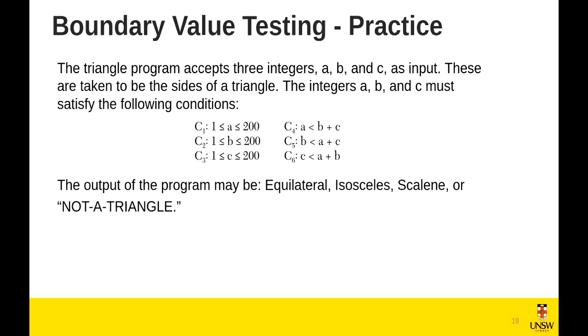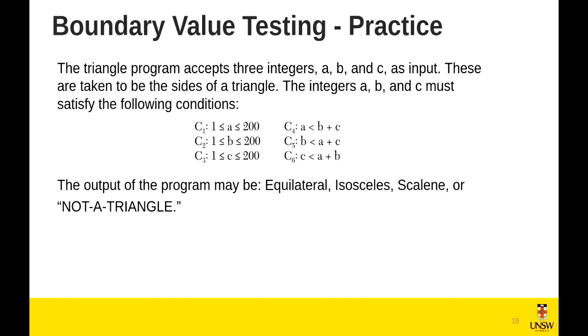And now, after seeing an example, let's do a practice. In this practice, we are trying to test a triangle program. This triangle program accepts 3 integers. All of them are integers, a, b, and c. These integers are used as edges for a triangle. And the integers a, b, and c must satisfy the following 6 conditions. All of them should be between 1 and 200.